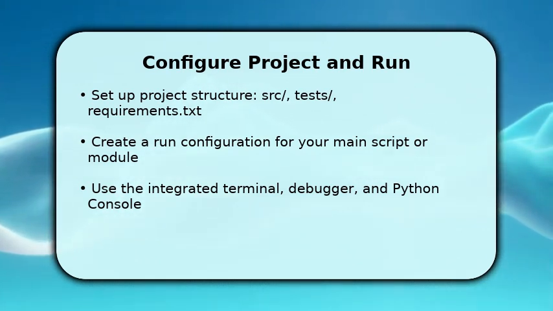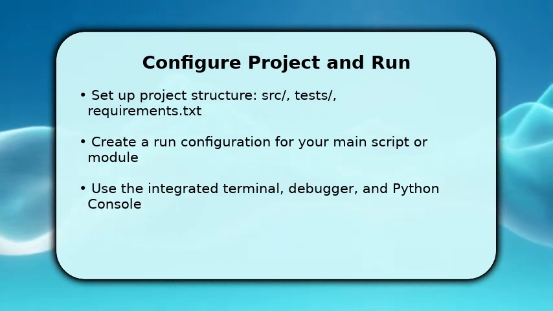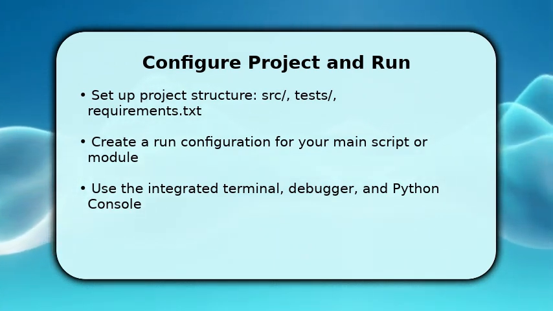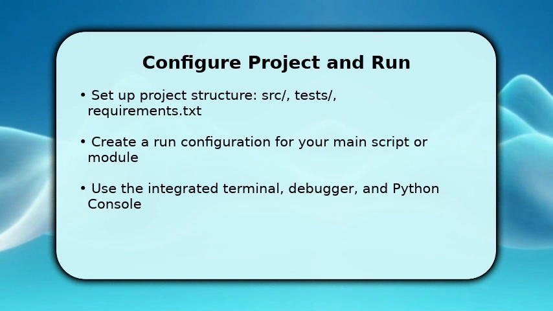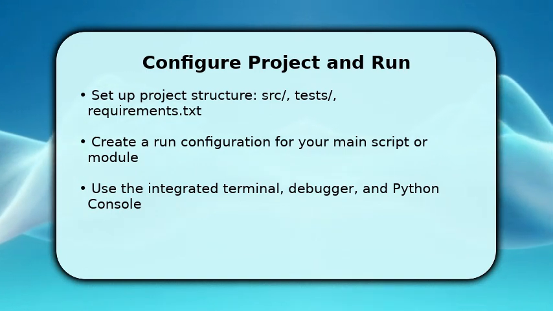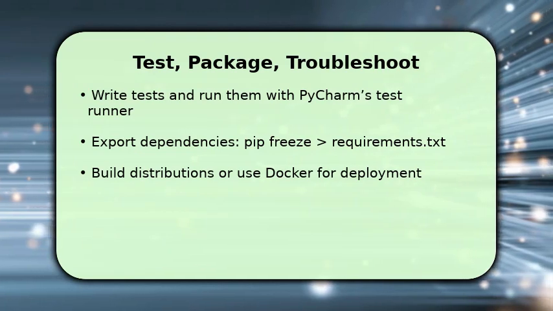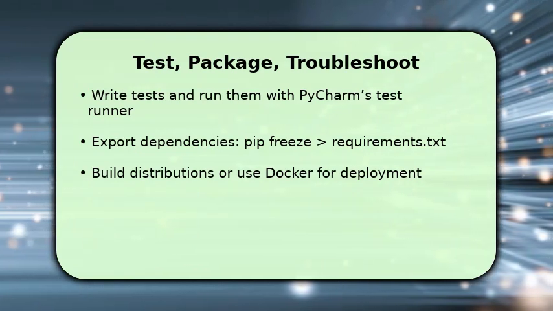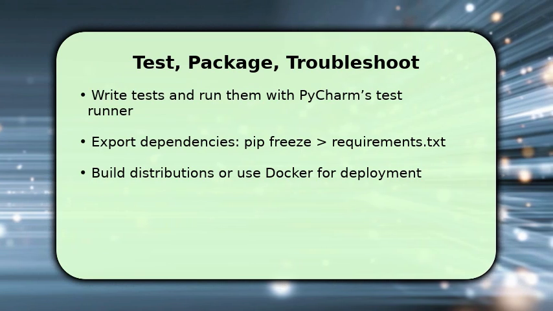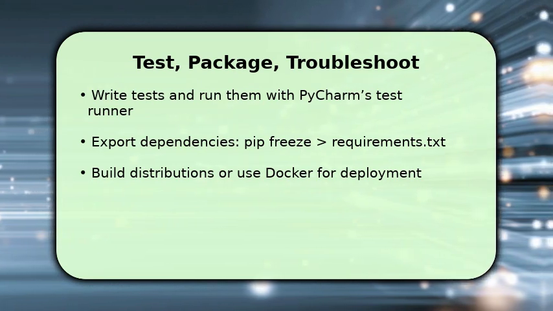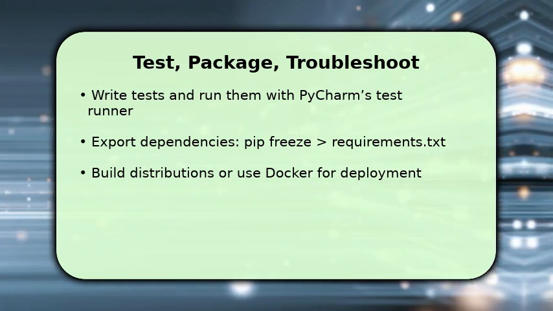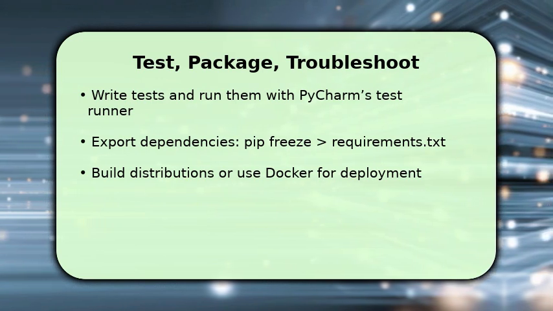Use the integrated terminal to pip install, and enable the debugger by placing breakpoints. This combination speeds iteration. You wrap up by running tests with the built-in test runner and fixing failing assertions. Once green, export dependencies with pip freeze > requirements.txt so environments match. If packaging, create a setup.cfg or pyproject.toml and build a wheel.